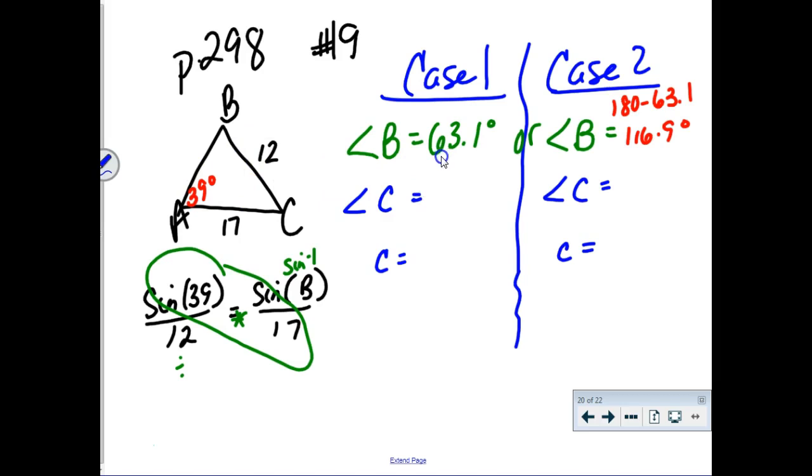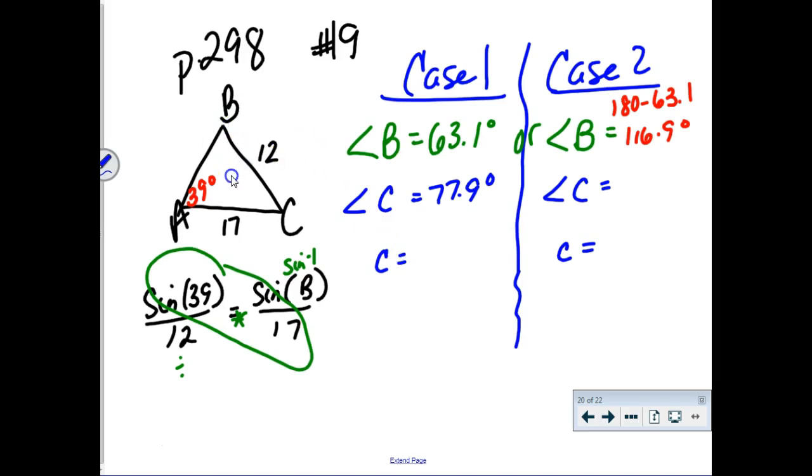If it's 63.1 plus 39, take those away from 180. What'd you get? A little louder. Thank you. And then to find leg C, you are going to have to set up the law of sines.